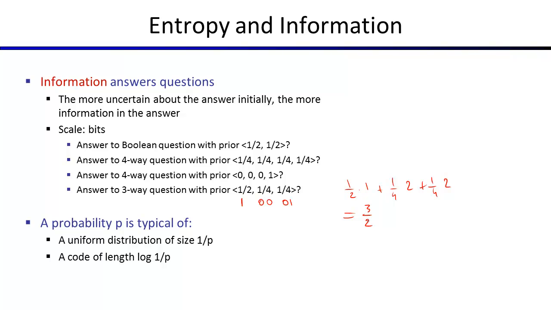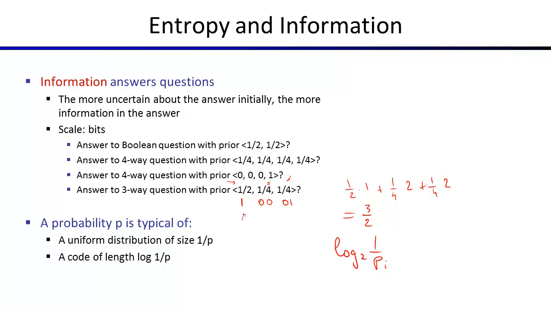You might say, well, this worked out pretty well, right? Because this was 1/2, 1/4, 1/4. In general, things might not work out that cleanly, but let's not worry about that too much. Let's just look at the pattern here. Effectively, what we needed was log 2 of 1 over p bits per answer. So if answer i had probability pi, we took log 2 of 1 over pi.